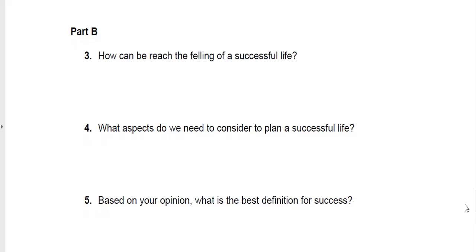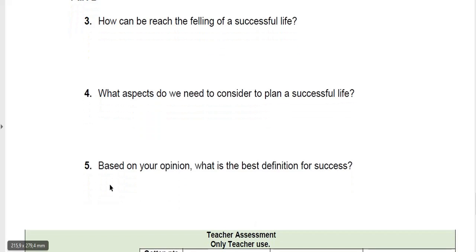And we continue with part B, and we have three more questions, and it says how can we reach the feeling of successful life? Okay, how are you going to reach that feeling of success in your life? What aspect do we need to consider to plan a successful life? What kind of things or aspects are we going to need to plan a successful life? And then, based on your opinion, what is the best definition for success?